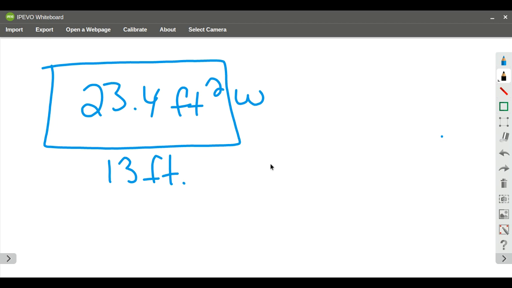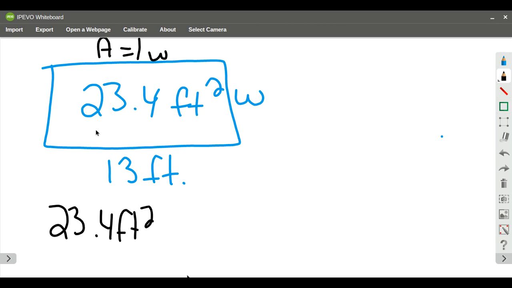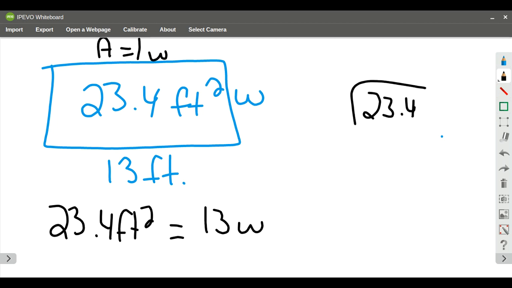If I write this as an equation, remember, our formula for area is area equals length times width. Well, we know what the area is. It's 23.4 feet squared. And so that's my area, 23.4 equals 13W. To find the value of W, I'm going to divide. 23.4 is going to be my dividend, and 13 is going to be my divisor.